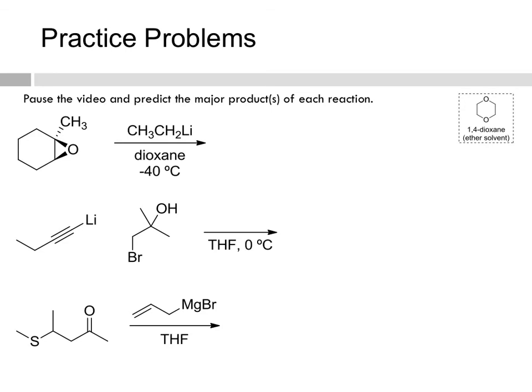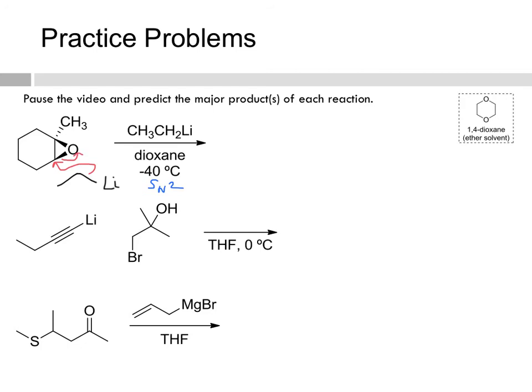In the first reaction, you've got an epoxide and you've got ethyl lithium. Now ethyl lithium is a nucleophile and a base. You're treating it in dioxane, which is just another example of an ether solvent, at low temperatures. You know that with epoxides, if you treat it under strong nucleophilic conditions, you're going to undergo an SN2 mechanism, and that is going to result in attack at the less hindered side of the epoxide.